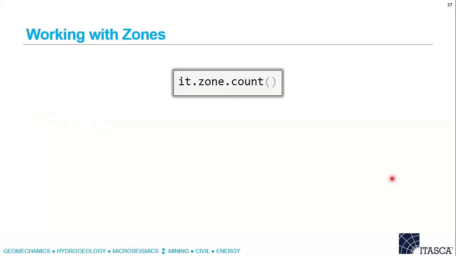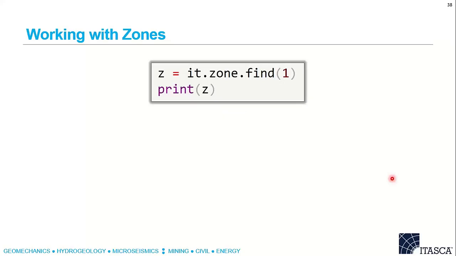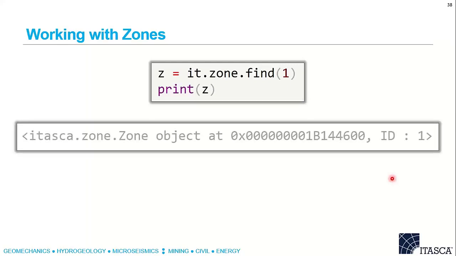When working with zones within the software, you can firstly get a count of all of the zones within your module by calling zone.count, which is a function within the submodule. This returns a count of all of the zones which you have in your module. You can also find a specific zone by calling the find function, which returns a zone object based off of the zone's ID. Printing this zone, we can see this is the typical format that Python prints objects as.